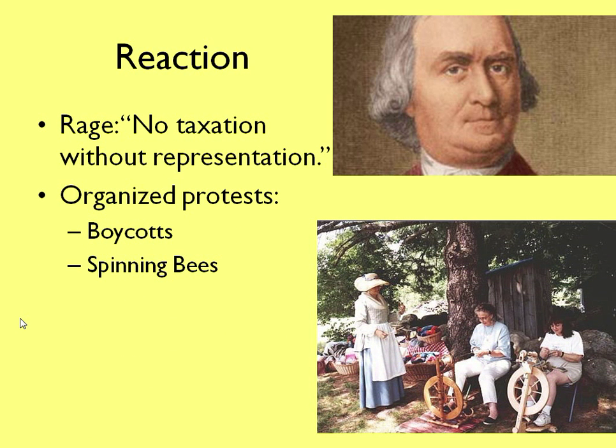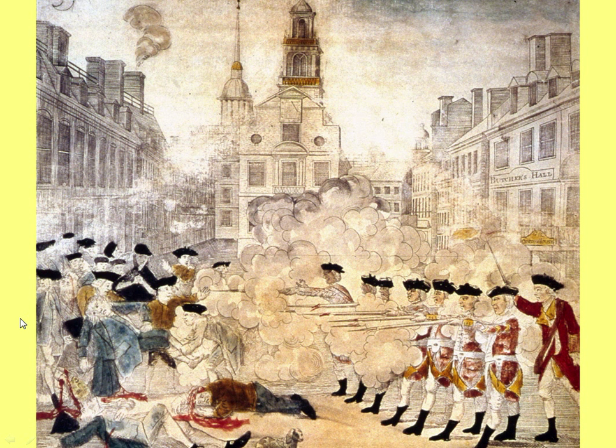And so the organized protests again, boycotts and spinning bees. Mothers and housewives and daughters getting together to spin cloth because they're refusing to buy it from England, so they've got to get their clothes from somewhere. So it's just a way again to organize protests, and it's within this volatile mix that we get some violence and state violence against the people.